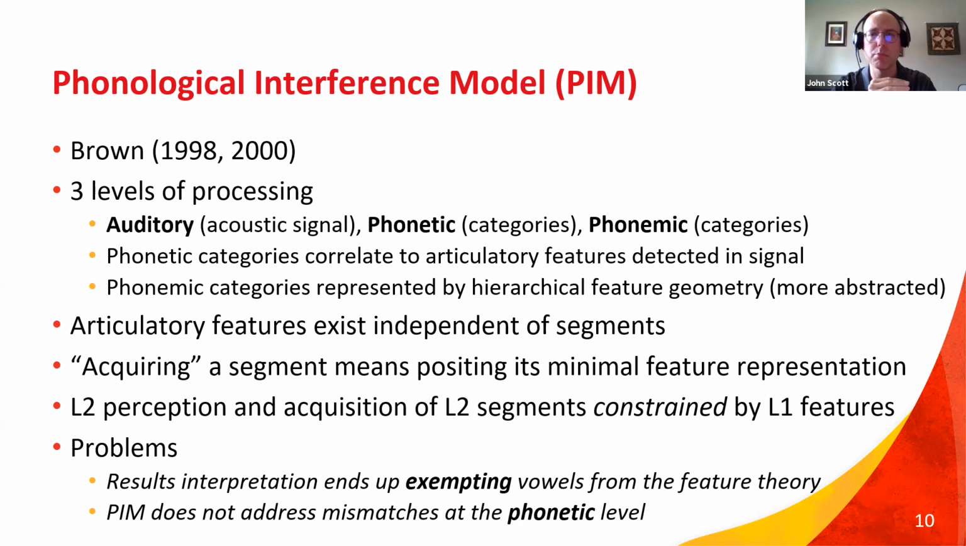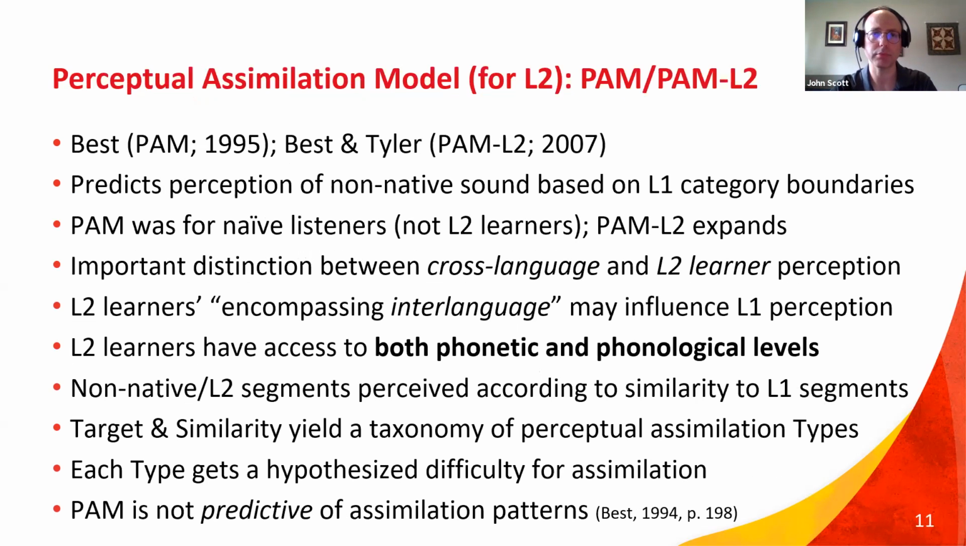The basic premise of this model is simply that if you have a feature in your L1 already, even if it's used for a different contrast, then you can use it again to form a new contrast. But if you lack that feature, you will have a lot of difficulty, or it won't even be possible to learn a new contrast according to this model. And so the idea here is simply that your L1 features constrain or limit what features you're going to be able to use in learning an L2.